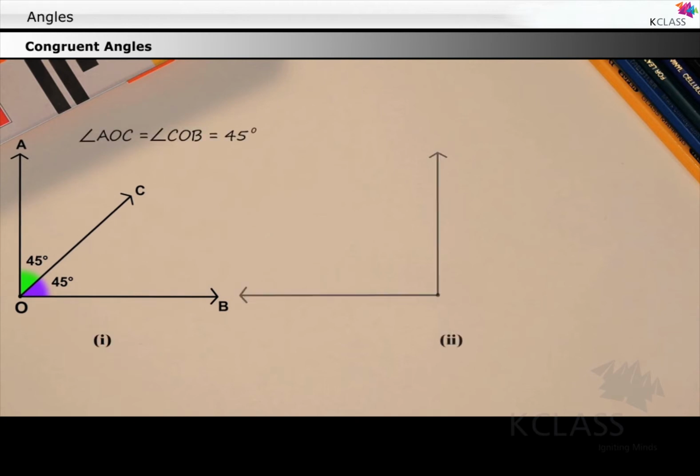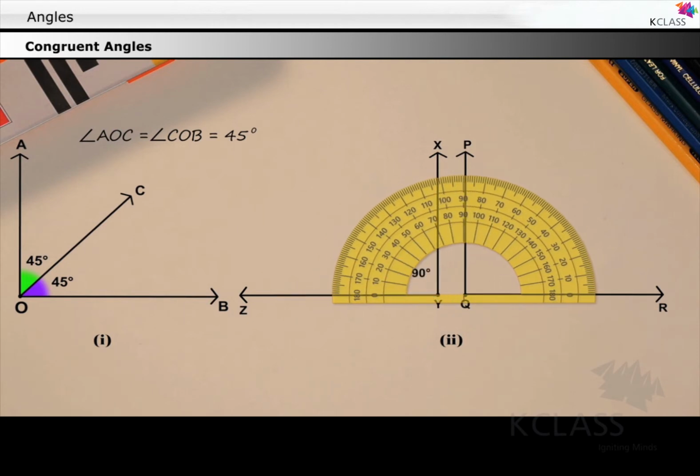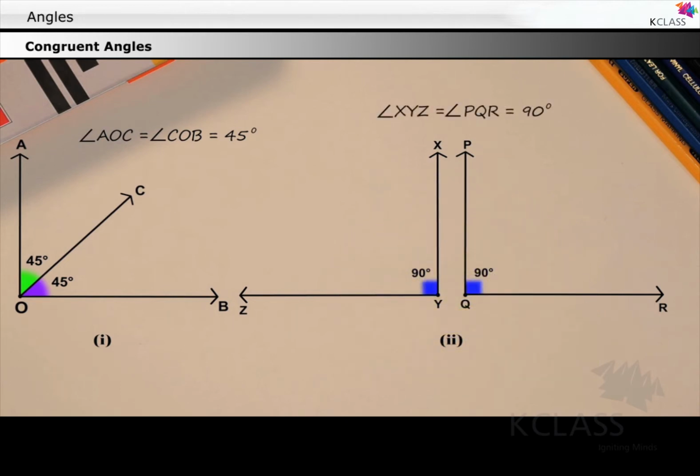Here's another pair. Angle XYZ and angle PQR. Let's measure them. Yes, both are 90 degrees each. What is common in both the figures? Both the angles in each figure are equal in measure. 45 degrees in the first figure and 90 degrees in the second figure. Such angles are said to be congruent to each other.